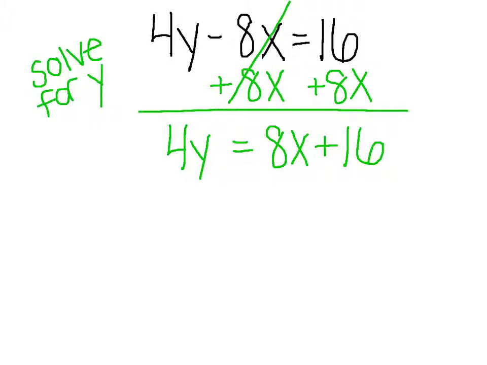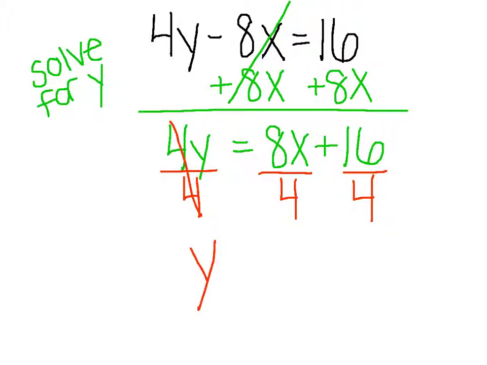So finally, the last step I need to do is divide by 4. But when we divide by 4, rather than dividing this whole thing by 4, another way to look at it is to divide each term by 4. It's the same thing, but when we write it this way, it's easier to remember that 8x needs to be divided by 4 and 16 needs to be divided by 4. This way we're left with y equals 2x plus 4.